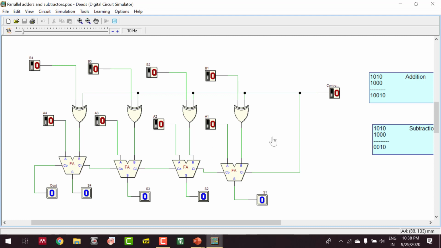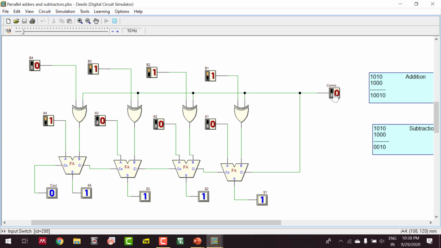In that case, you are going to get the addition of A plus B. So let's try it. Let's make A 8 and B 7, and make my control 0. That means it is going to add two numbers, 8 plus 7 will be 15. It's very clear, you're getting 0 1 1 1 1, that means 15.